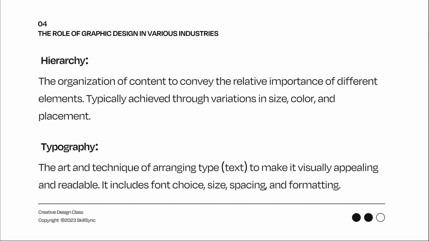Now let's talk about typography. Typography is the art and technique of arranging your text. So when I say typography, you hear type. Type means text. So it refers to how you are able to arrange your text in your design, how you play around with your text in your design. It includes your font choice, your size, the spacing, and the formatting.